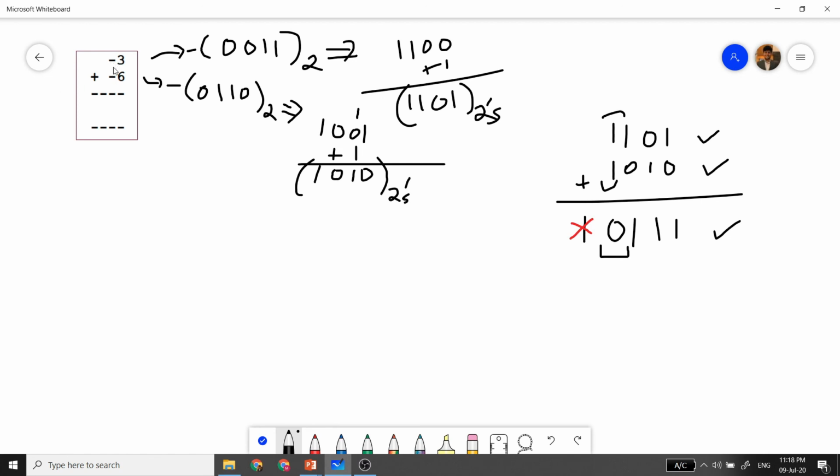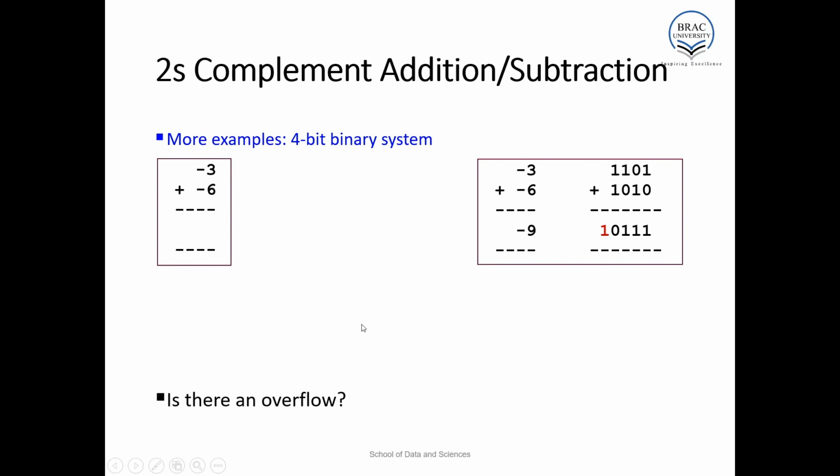If I had added -3 and -6, I would have gotten -9. But if you convert this to its corresponding decimal form, you will not find it as -9. Let's check our answer. So as you can see, our answers matched. So this was the last example of arithmetic operations on 2's complement number systems.